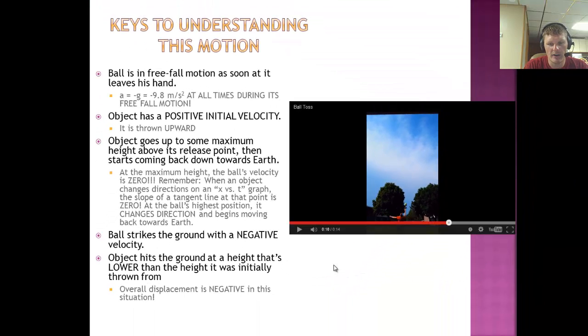What you saw in the video was a ball thrown upward with a positive vertical velocity that came back down and hit ground level. And because ground level is lower than the height at which he released the ball, the overall displacement from when he threw it to when it strikes the ground will not be zero. Here are some other keys to understanding this motion.